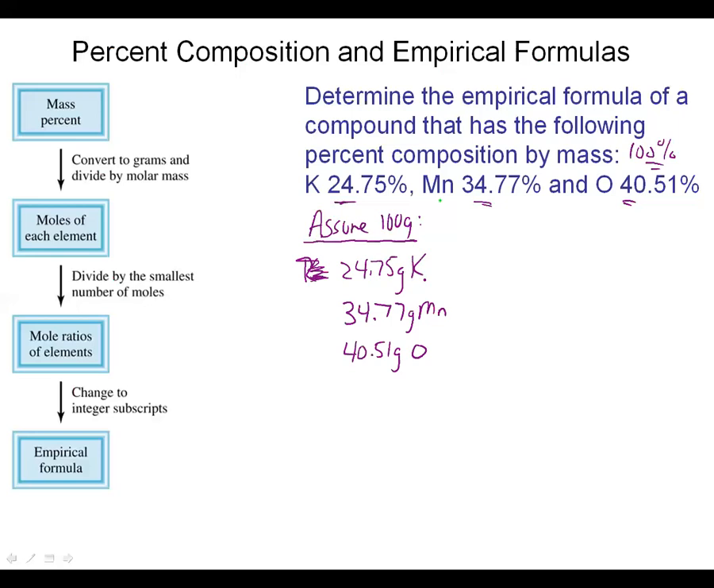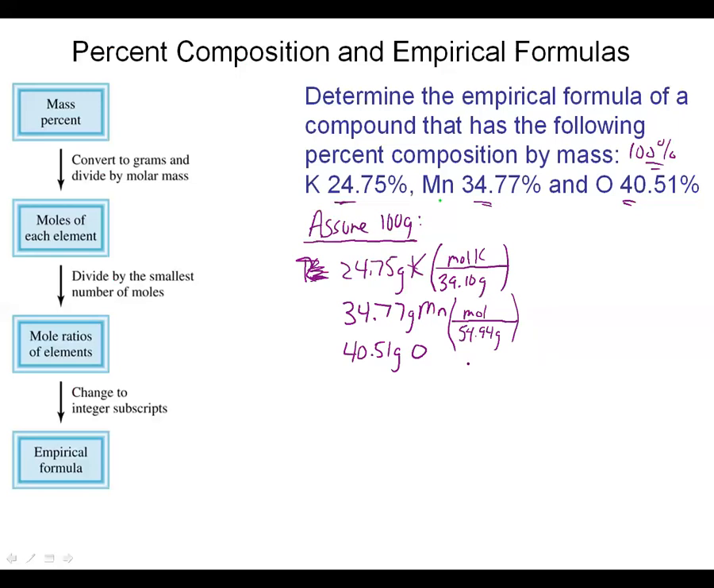So the next thing we want to do is use the periodic table, and we want to use the molar mass of each of these. So for potassium, if we look it up, it's 39.10. So we're going to go 39.10 grams per mole of potassium. For our Mn, it is 54.94 grams per mole.